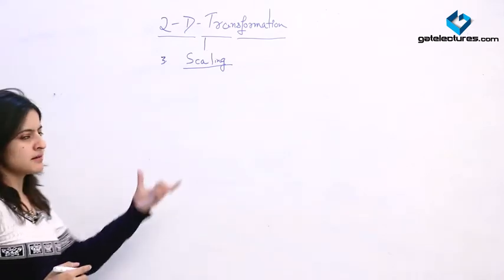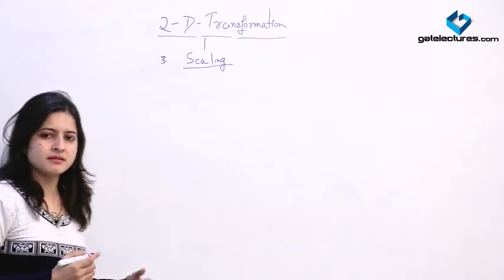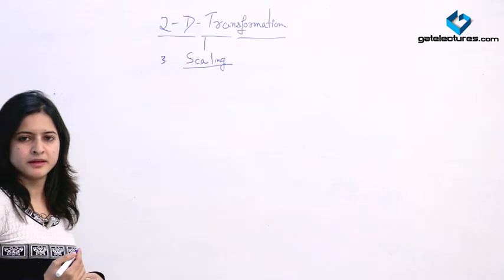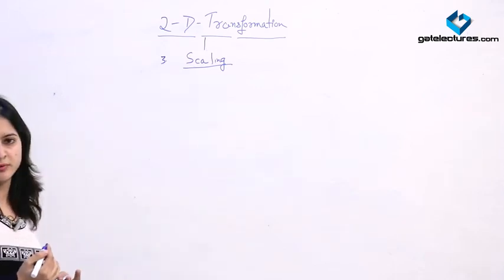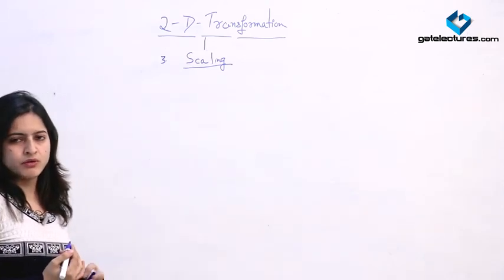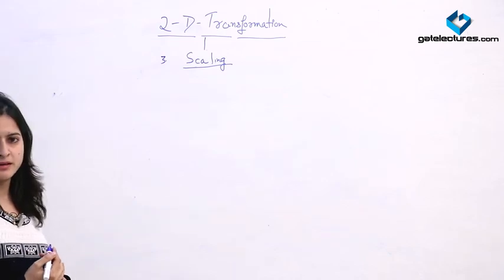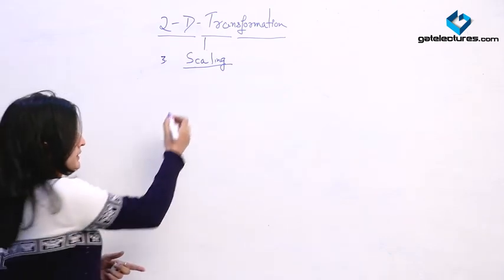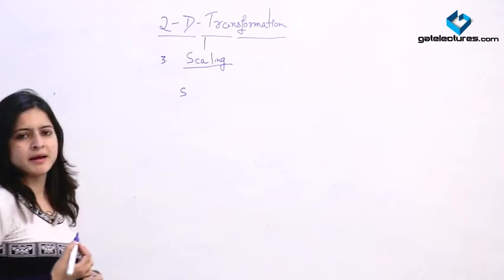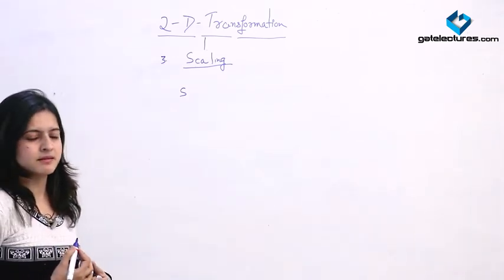Our third transformation is scaling. A scaling transformation is used to change the size of the object. We can increase the size of an object in computer graphics and we can decrease it. For this we are using some scaling factor. The scaling factor is represented by s, which means by how much factor we are increasing the size.